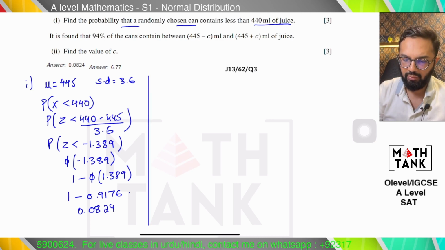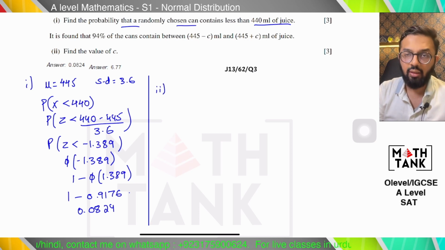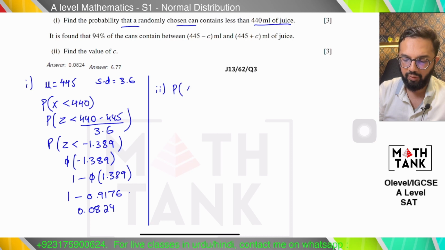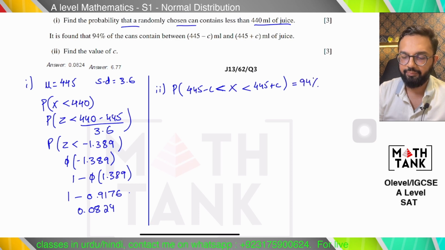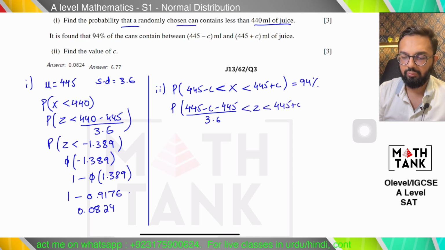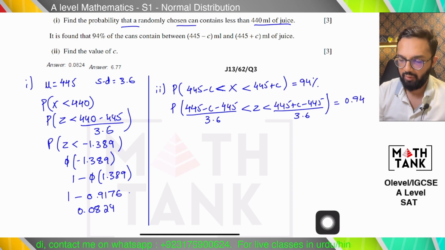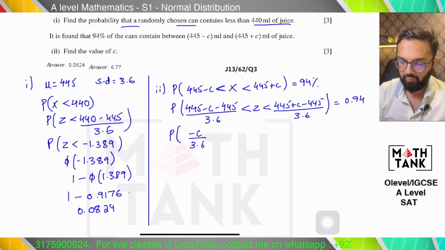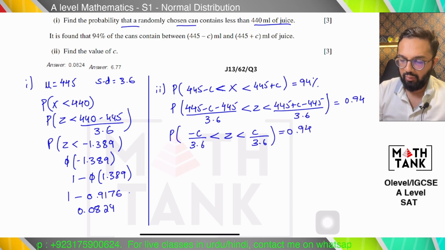Okay, that's the first. The second one is a little bit of a challenge. Let's see what it says. It is found that 94% of the cans contain between 445 minus C and 445 plus C. That's 94%, divided by 3.6. Okay, 0.94. Phi of B minus phi of A.